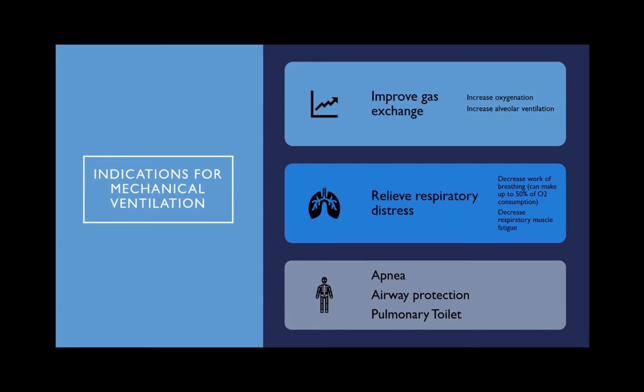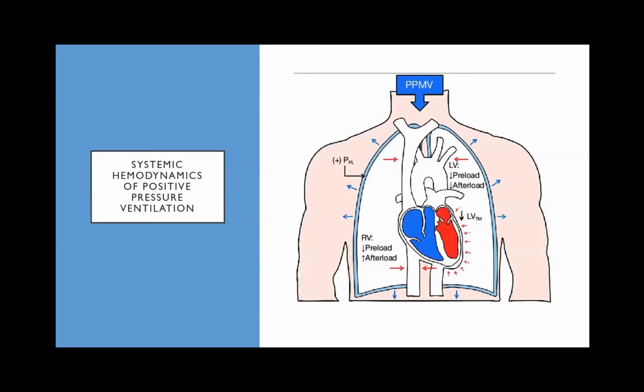And the last ones, which are very important, are absolute indications for invasive mechanical ventilation. If a patient is apneic, or if the patient needs airway protection, for example, with hematemesis, or needs pulmonary toilet because of copious respiratory secretions, this patient needs to be intubated. Those are absolute indications for invasive mechanical ventilation.